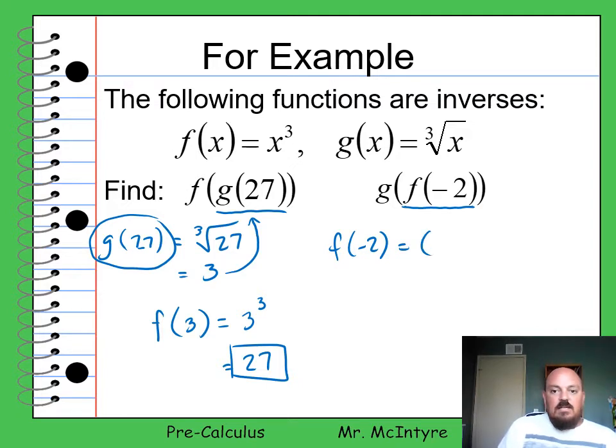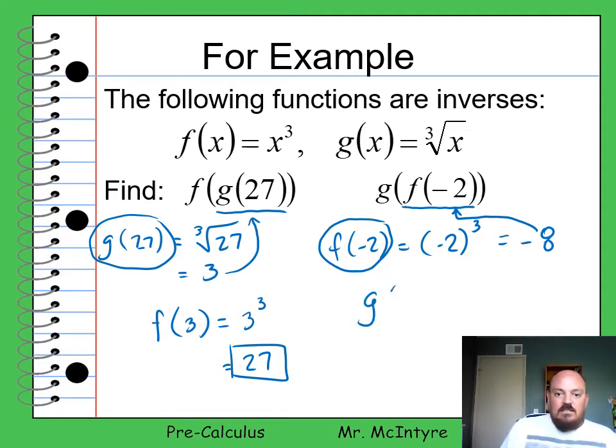Now that would be negative 2 cubed, which would be negative 2 times negative 2 times negative 2, and that's going to end up being negative 8. Now again, just like before, we found f of negative 2, so we're going to put that in here. So what this question is really asking you guys to find is g of negative 8, which would be the cube root of negative 8, which is negative 2.